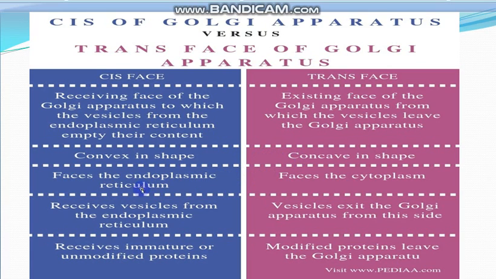And the cis phase faces the endoplasmic reticulum, and the trans phase faces the cytoplasm. The cis phase receives vesicles from the endoplasmic reticulum, and vesicles exit the Golgi apparatus from the trans site. So the cis phase receives immature or unmodified proteins, and modified proteins leave the Golgi apparatus at the trans phase. So this is the comparison between the cis phase and the trans phase of the Golgi apparatus. So this is about the structure of the Golgi apparatus.